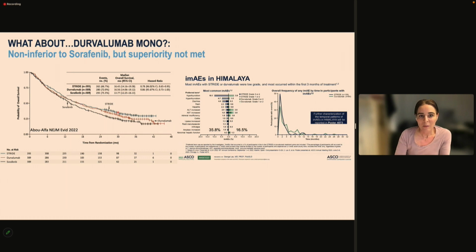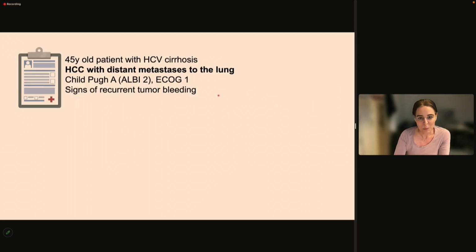So maybe one thing where we can base our decisions on is, of course, side effects, and especially here, immune-related adverse events. On the left-hand side, in grayish blue, you have the immune-mediated adverse events that occurred under the dual checkpoint inhibition, the STRIDE regimen, and in red, those are the side effects that occurred under just durvalumab monotherapy. So you can see that this is a lower rate of total immune-mediated side effects with monotherapy as compared to the dual checkpoint inhibition. However, looking more closely, the majority of these immune-related adverse events are actually grade 1 and 2, so not that severe.